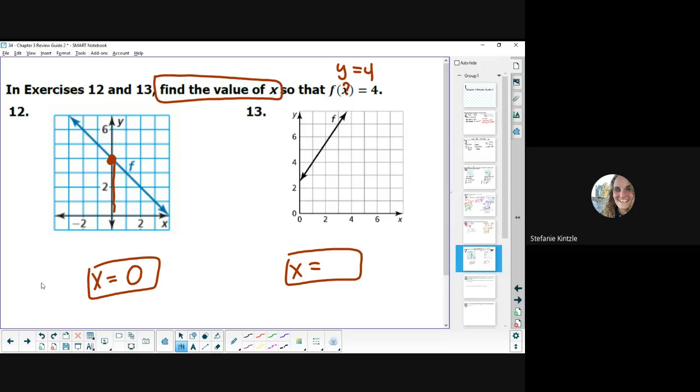0. Good. And I'm fine with you guys saying x equals 0. If you want to write it in function notation, that would be awesome as well. How about here? When y is 4, what is the x value of your function? 1. Yep, when y is 4, x is 1. If you want to write that in function notation, f of 1 equals 4, you can do that. Or I'll just accept x equals 1.